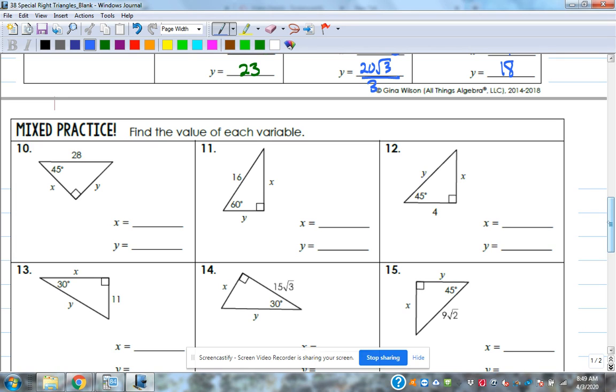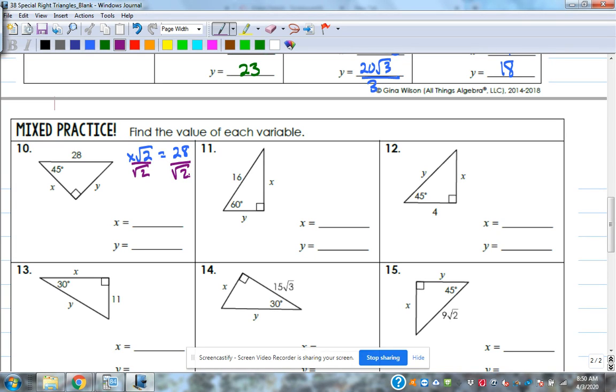So number 10, we got an angle here that's 45, so we know that other angle's got to be 45 to go with this 90 to be 180. And we know that the legs are going to be equal to each other. So whatever we find for x, we're going to find the same thing for y. And we know that the hypotenuse is the leg length times the radical 2. So we're going to divide by radical 2.